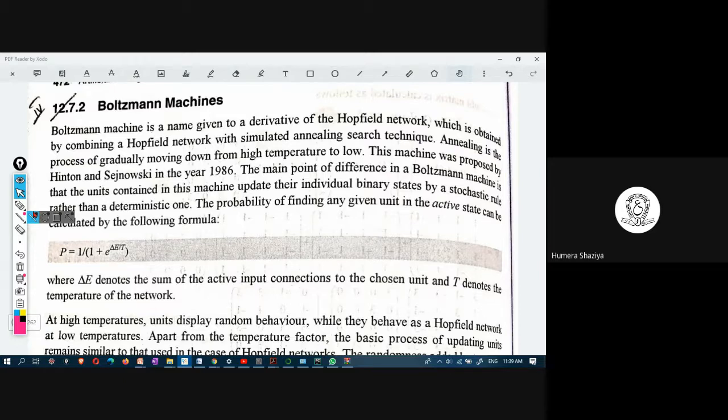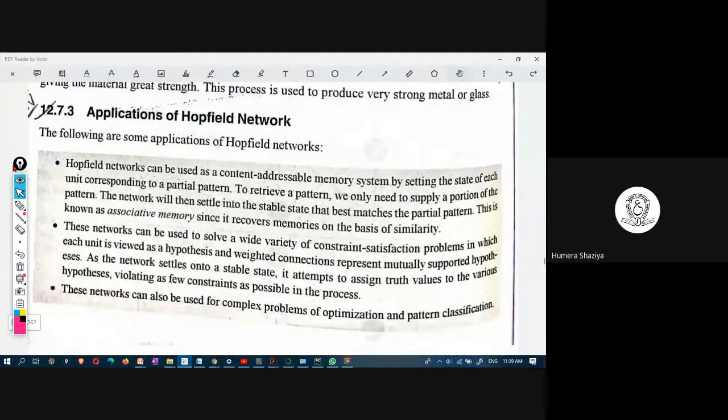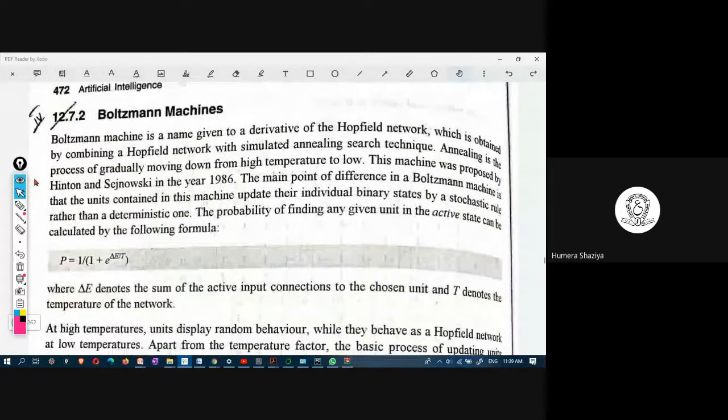There is another network which is known as the Boltzmann machine. This Boltzmann machine is also a kind of network. The Boltzmann machine is a name given to the derivative of the Hopfield network, which is obtained by combining the Hopfield network with a search technique called simulated annealing. When these are combined together, it gives rise to another type of architecture known as Boltzmann machines.